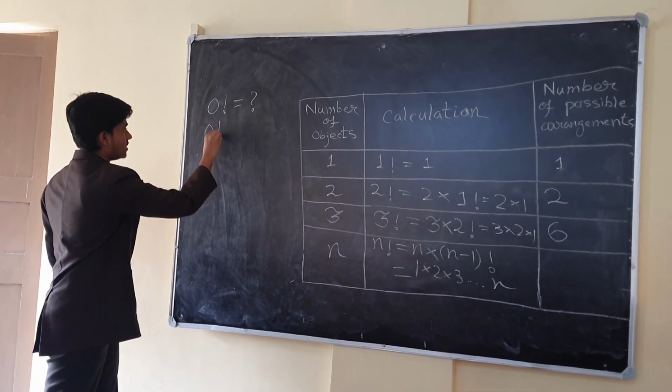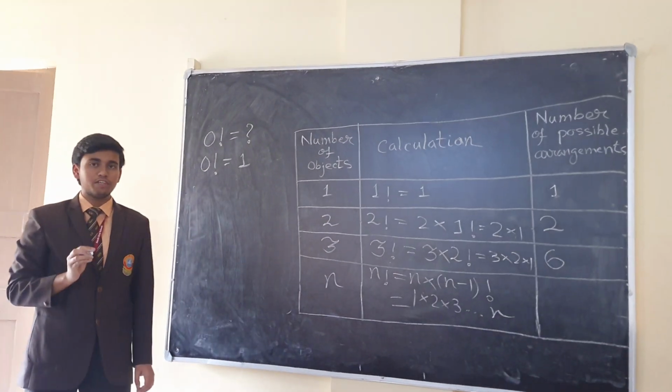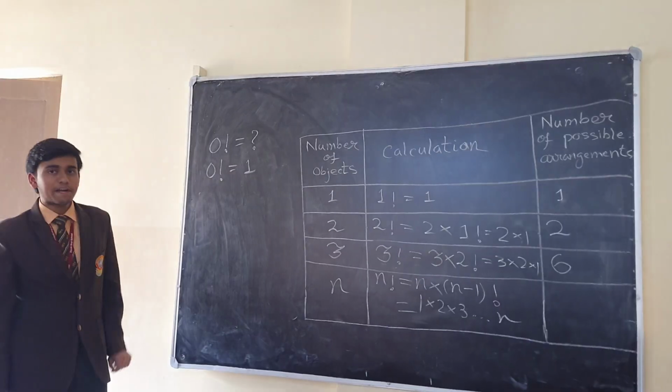So from our experiment we can say 0 factorial is equal to 1, because 0 factorial will tell us in how many ways we can arrange 0 objects. This was the practical demonstration.